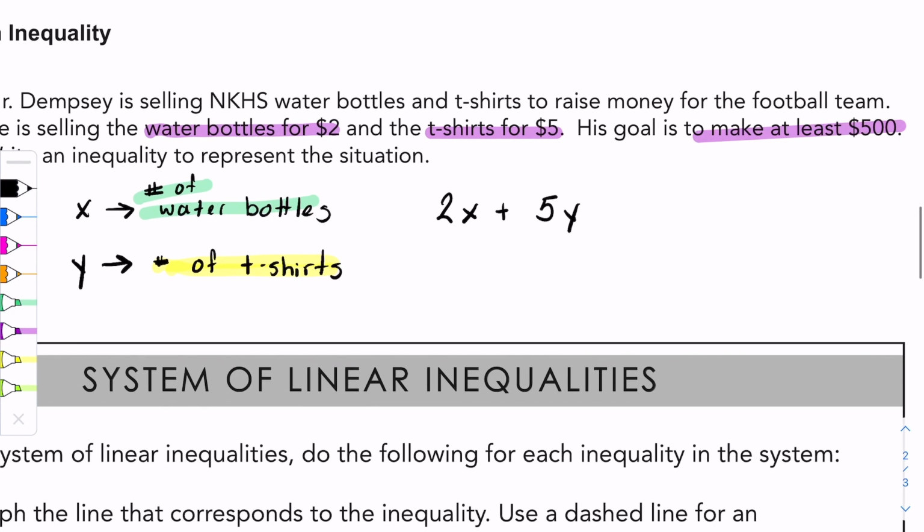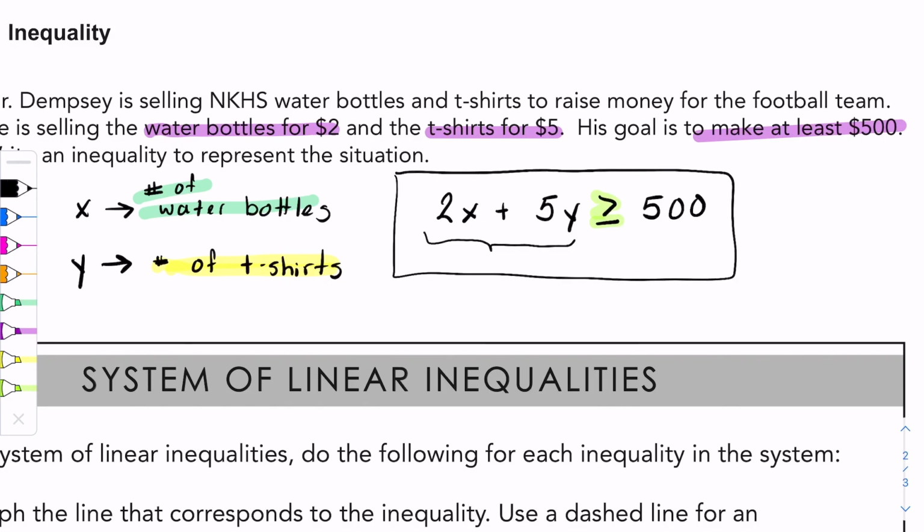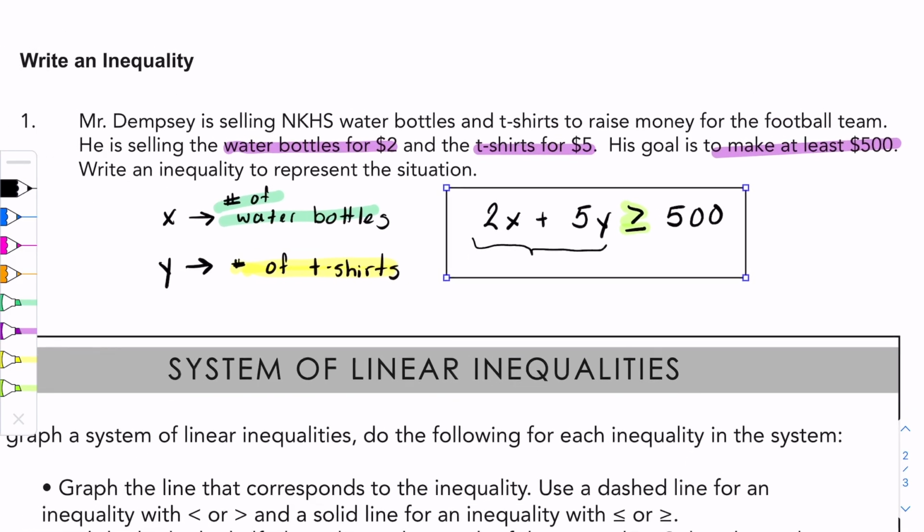And he wants to make at least $500, could be over $500. So we're going to use greater than or equal to 500. That means this side of the inequality could come out to 500 or more, because we want it to be either equal to 500 or greater than 500. And that's your final inequality. Writing inequalities shouldn't be too challenging. Just make sure you slowly read and look for all the math information.